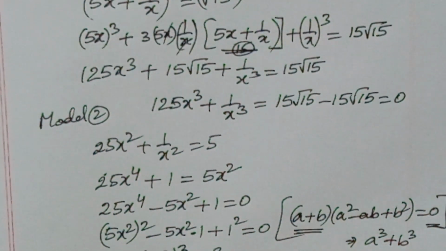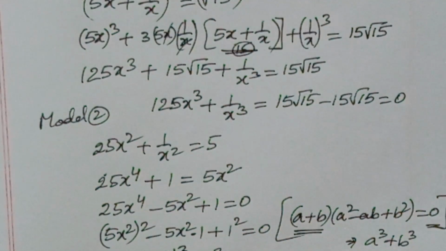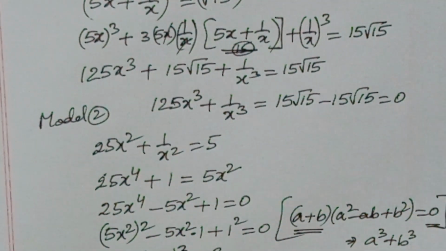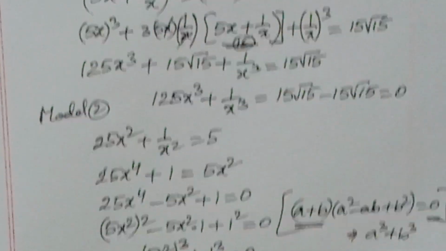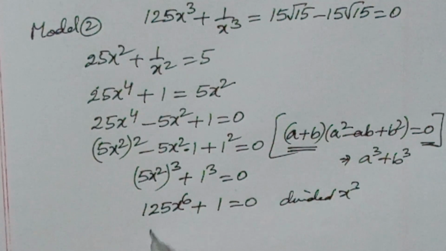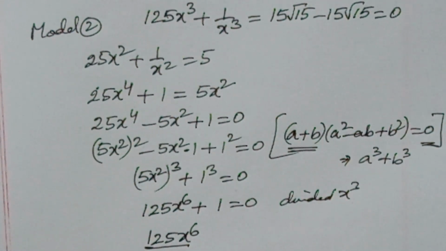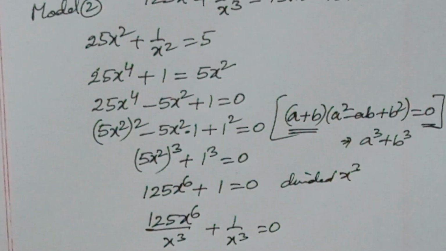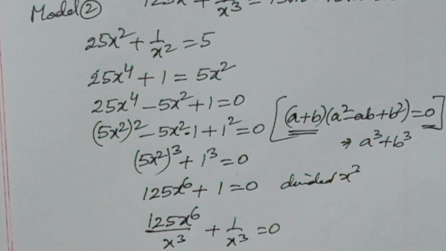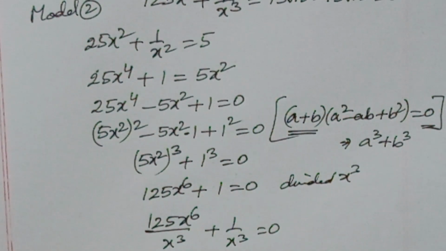So 5x square whole cube we can write as 125x power 6 plus 1 equal to 0. So divide by x cube: 125x to the power of 6 divided by x cube plus 1 by x cube equal to 0. So 125x cube plus 1 by x cube equal to 0.